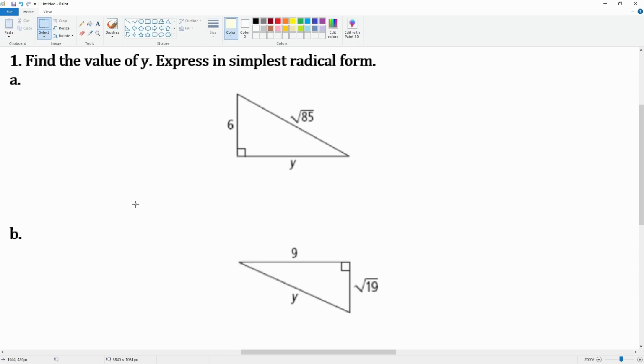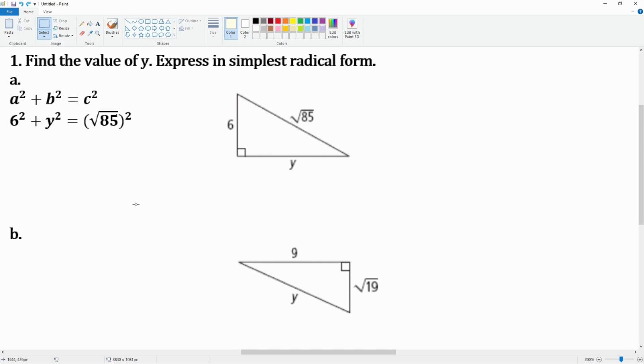Number 1 asks us to find the value of x, express it in simplest radical form. Both A and B are just right triangles, so all you are going to do is set up the Pythagorean theorem, a squared plus b squared equals c squared. Notice here that your a is 6, your b is y, and your c is the square root of 85.